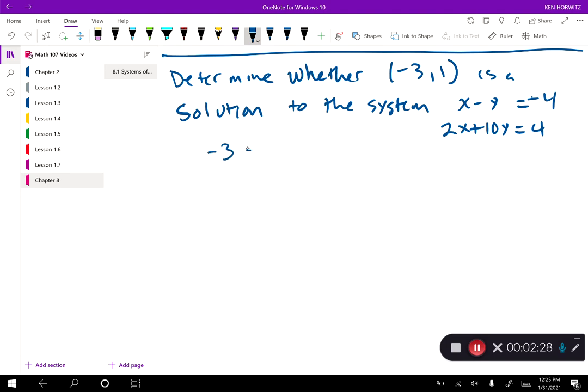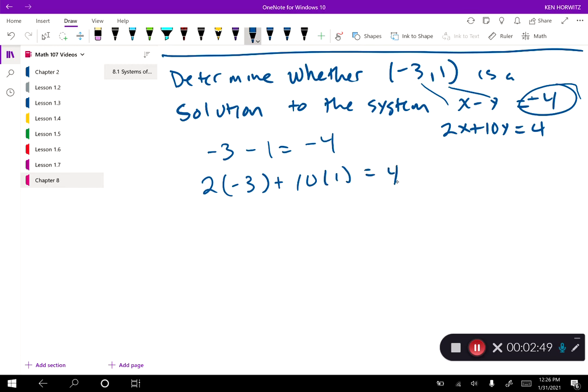I have -3 minus 1, right? -3 in for x, 1 in for y. And that equals -4, and I have -4 here. That works. All right, so let's try the other one. So I have 2 times -3 plus 10 times 1 equals 4. 2 times -3 is -6, plus 10 equals +4. So what we see is -3, 1 makes both equations true statements. Therefore, you could say, yes, it is a solution.